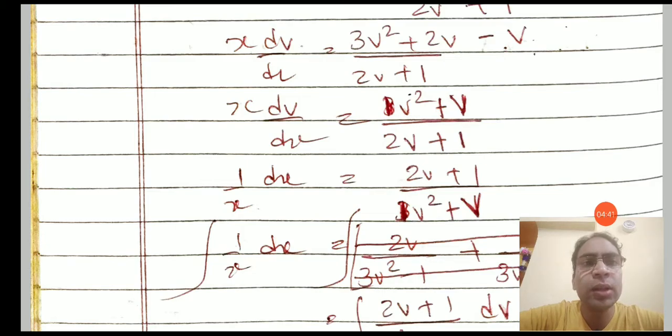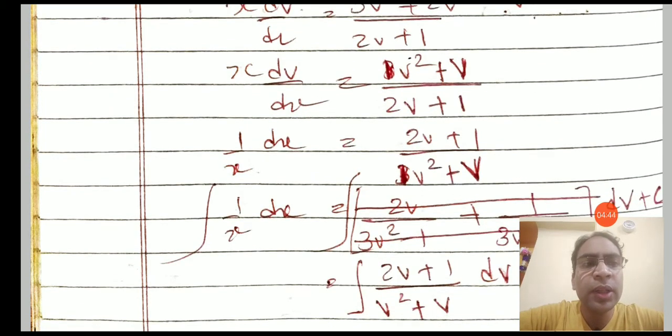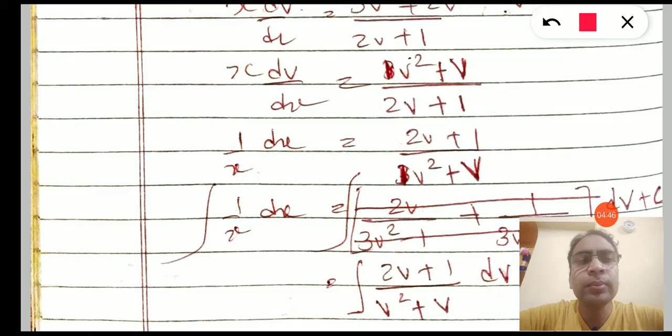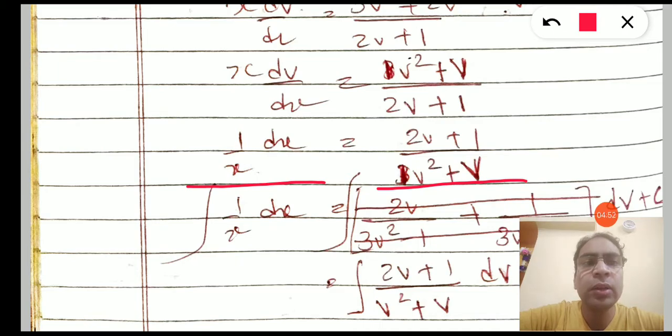Just by solving this, we are now capable of converting this into the variable separable form, where on one hand we have only the values of x, and on the other hand we have only the values of the variable y with dv.